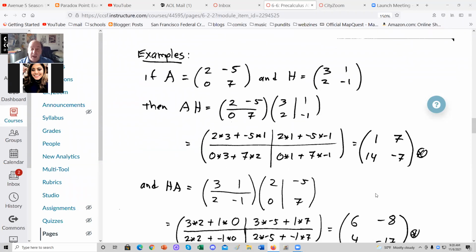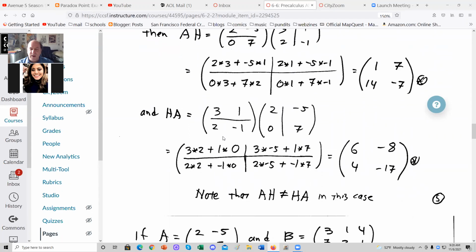Now, if you do HA, multiply these in the opposite order, things get a little strange. Okay, we divide H by rows and A by columns. Upper left entry is 3 times 2 plus 1 times 0 here. Upper right entry of the product is upper row of H times right column of A, 3 times -5 plus 1 times 7 here. Lower left entry of HA is the lower row of H times the left column of A, 2 times 2 plus -1 times 0.